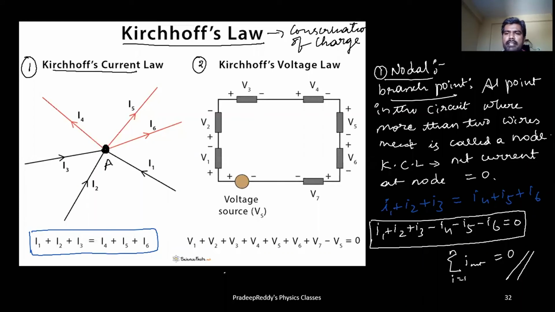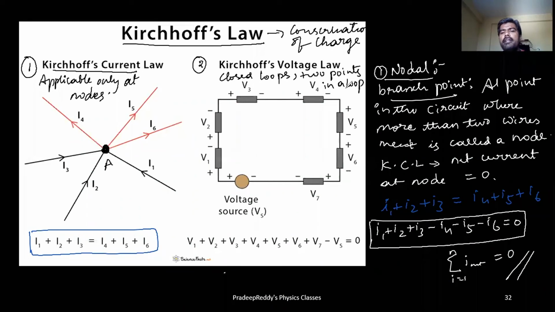Remember that Kirchhoff current law is applicable only at nodes. Now coming to Kirchhoff voltage law. Voltage law is applicable for closed loops, or between 2 points in a loop. So you can apply Kirchhoff voltage law for closed loops or 2 points in any loop.